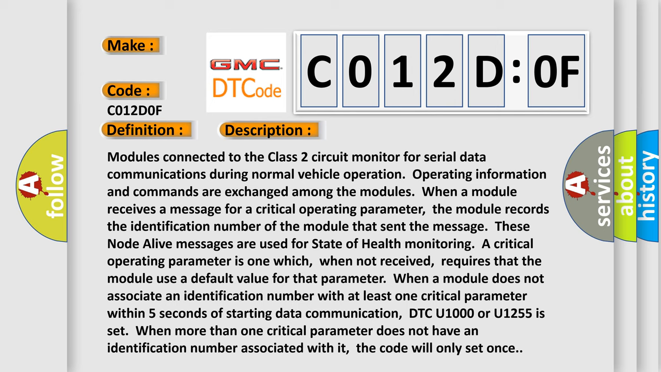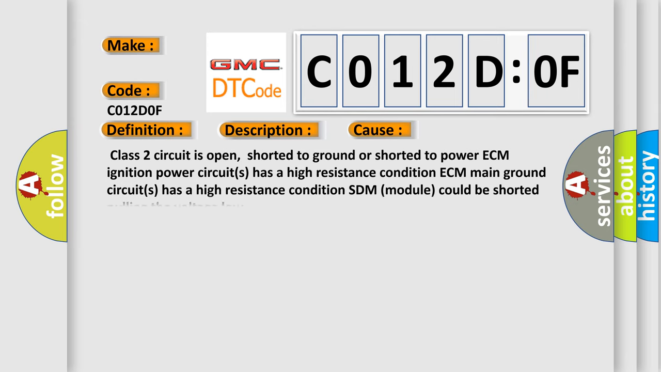When more than one critical parameter does not have an identification number associated with it, the code will only set once. This diagnostic error occurs most often in these cases: Class 2 circuit is open, shorted to ground or shorted to power. ECM ignition power circuits have a high resistance condition. ECM main ground circuits have a high resistance condition. SDM module could be shorted, pulling the voltage low.